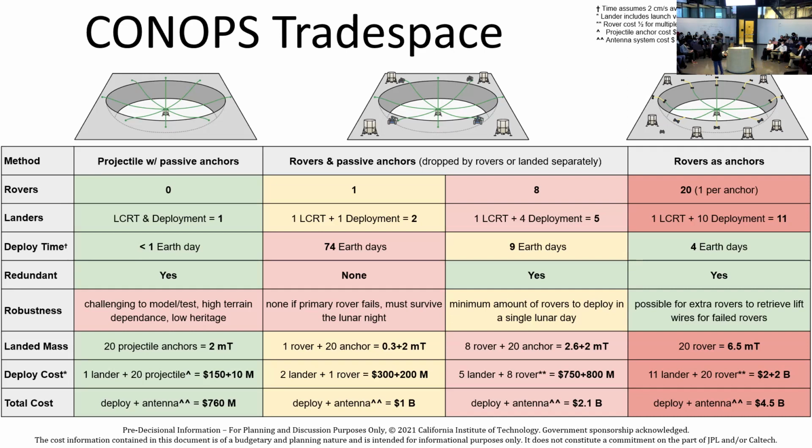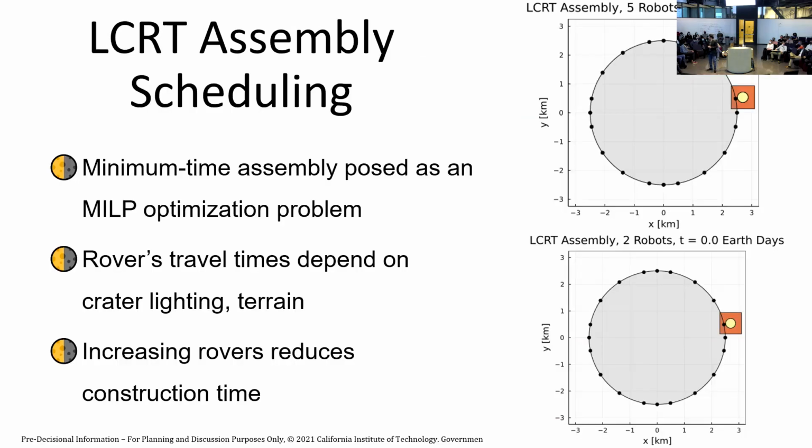On the leftmost column, there's a different idea that we were trying to explore. What if you could just shoot harpoons from the crater, from the lander in the bottom? Then you didn't need any of these robots. We're doing some math. Turns out it's not working, but that was a cool idea. We are looking deeper into it.